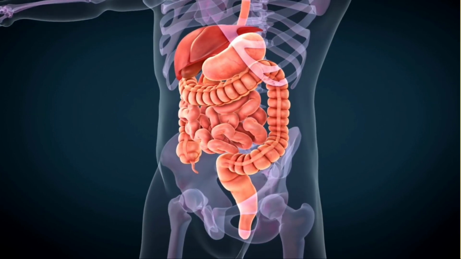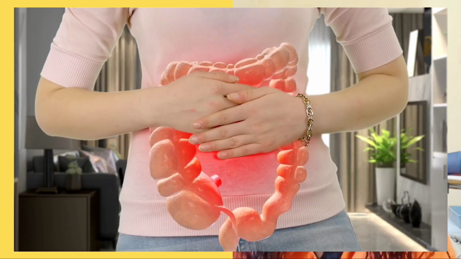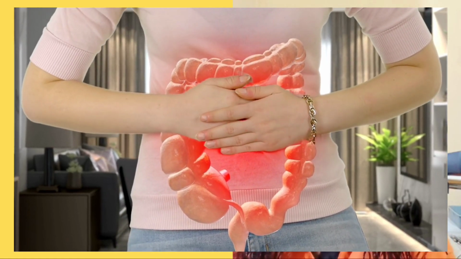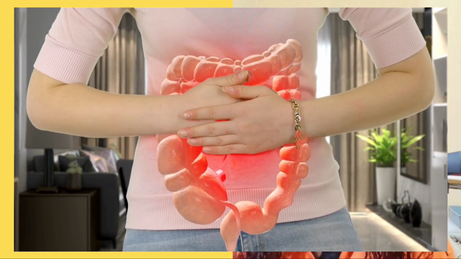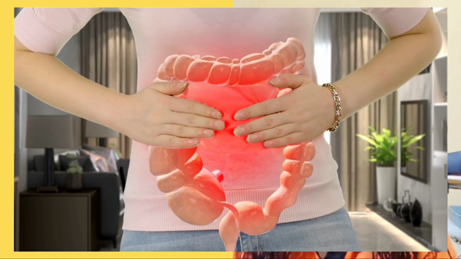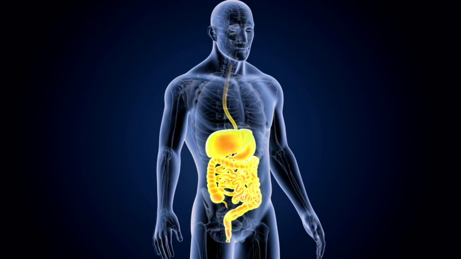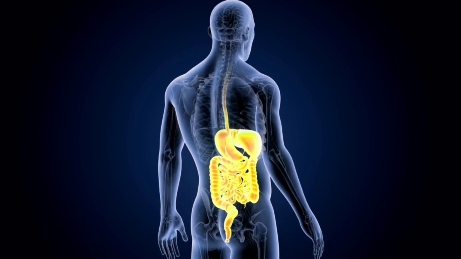Now, digestion also takes place in the stomach. Let me now explain the digestion that takes place in the stomach. The stomach, that's number two. The stomach secretes gastric juice, which is acidic due to the presence of hydrochloric acid. Hydrochloric acid performs three main functions in digestion.